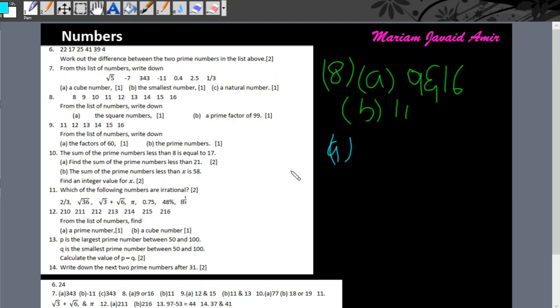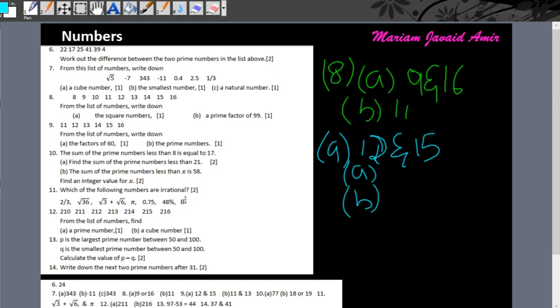Then we have question 9. From the list write down factors of 60. So how many of these numbers divide 60? That would be 12 and 15. Okay, this was part A. Part B, prime numbers. So the prime numbers in this list are 11 and 13.